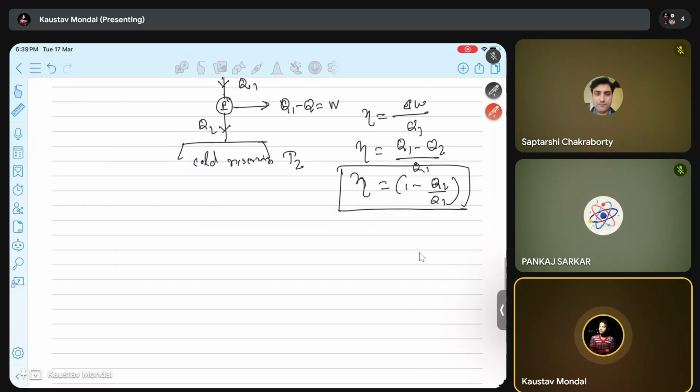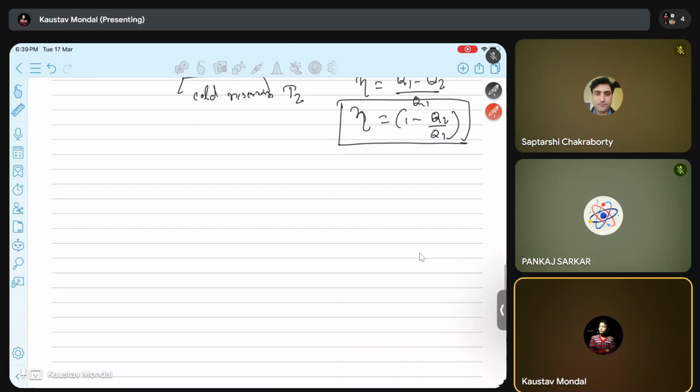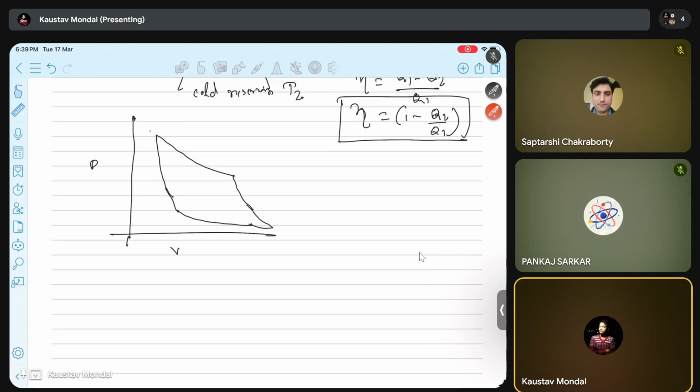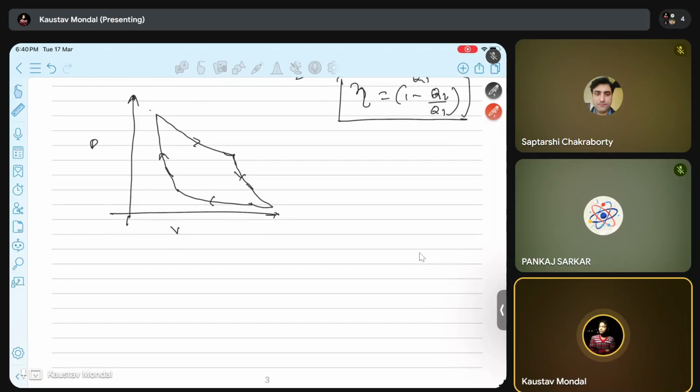Now, if you consider an ideal heat engine, how does it look? Let me draw. The PV diagram of an ideal heat engine looks like this. So this is the whole process, and as you can see, this is a completely cyclic process. What do these four curves signify here?